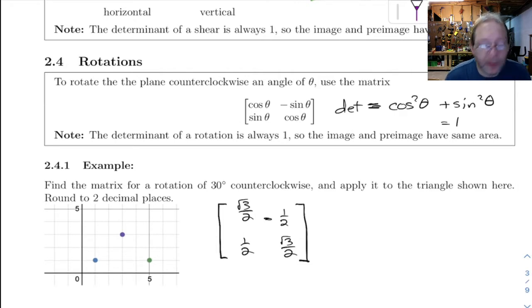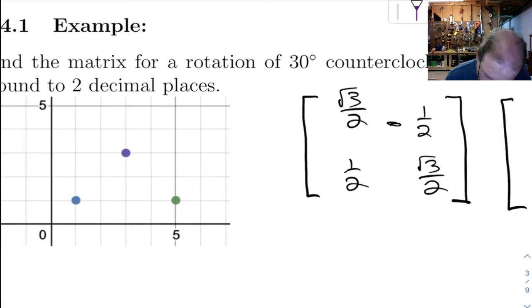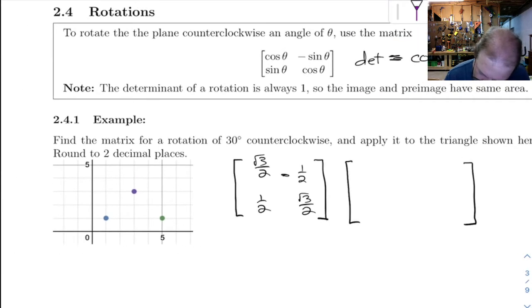All right, so let's use that to operate on these 3 points. Let's see, these points are 1, 1. The next point over here is 5, 1. And then the purple one up here is 3, 3.